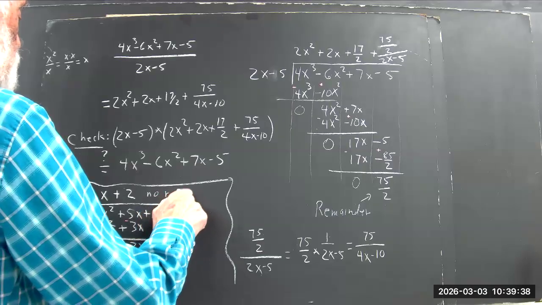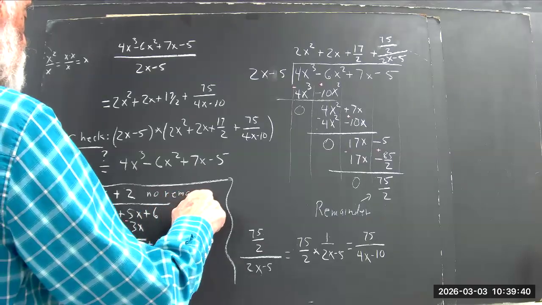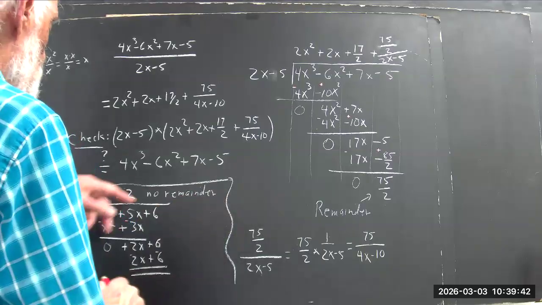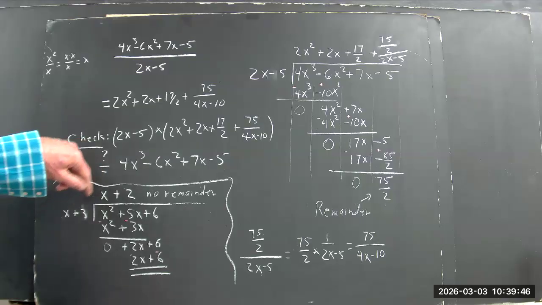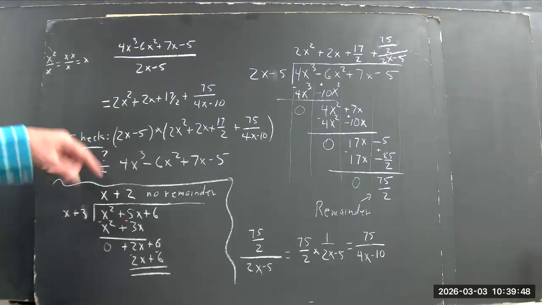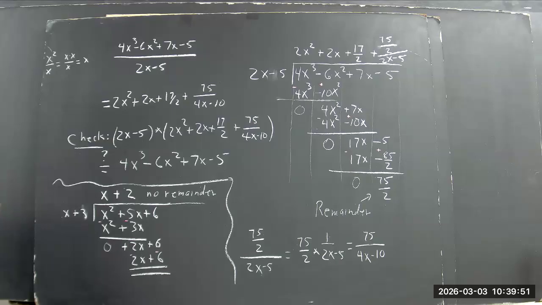And I'll write no remainder up above the division sign to remind myself that this is an even division. Okay, x plus 3 goes into x squared plus 5x plus 6 with quotient x plus 2 and no remainder. We can check.